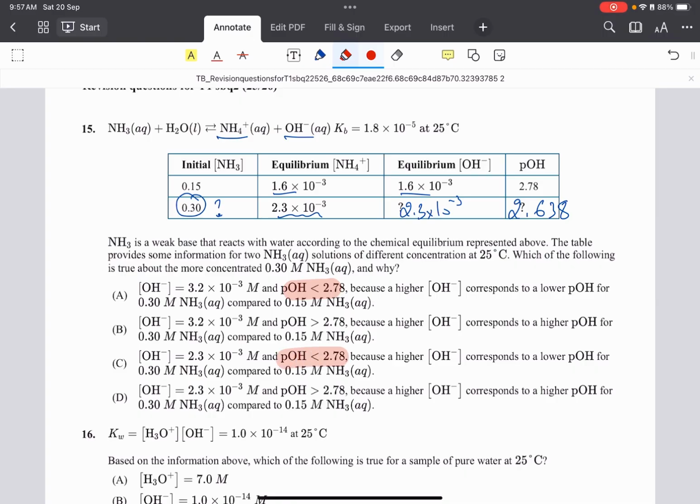Okay, we are looking at options A and C. So OH minus is 3. Wait, no, not 3.2, it's 2.3. See, silly answers. So that's the answer.